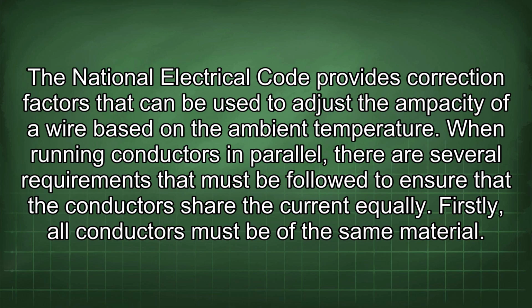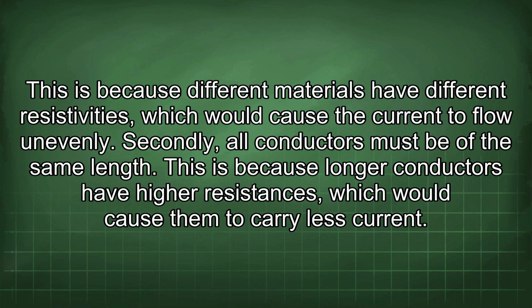When running conductors in parallel, there are several requirements that must be followed to ensure that the conductors share the current equally. Firstly, all conductors must be of the same material. This is because different materials have different resistivities, which would cause the current to flow unevenly. Secondly, all conductors must be of the same length. This is because longer conductors have higher resistances, which would cause them to carry less current.